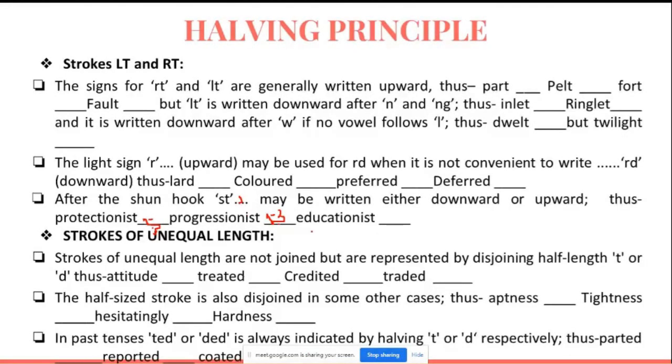This is half. In case of educationalist, educationist, then ST upward. It depends upon the last attachment. In case of production, as shun is written downward, then ST will also be written downward. In case of progression, we have to implement the rule of shun here also.